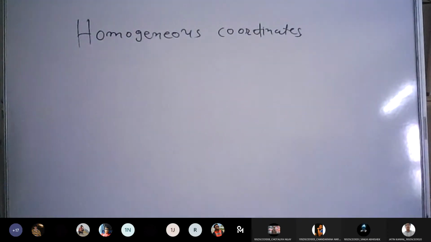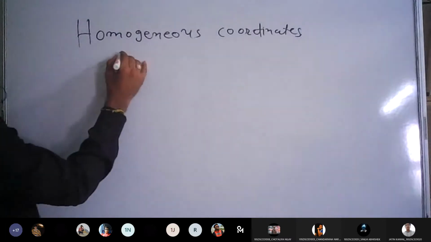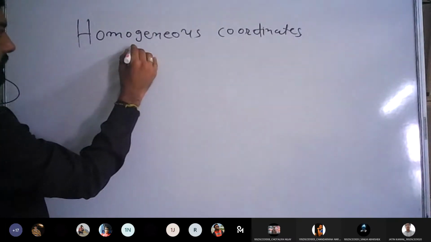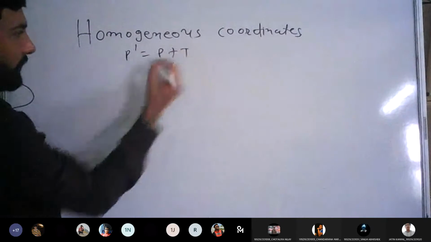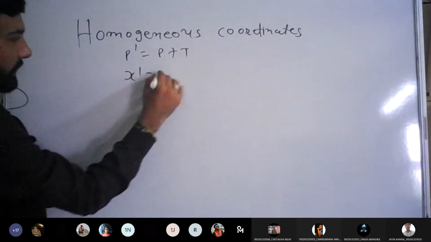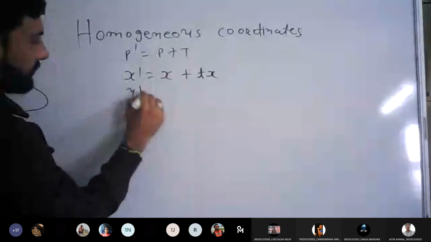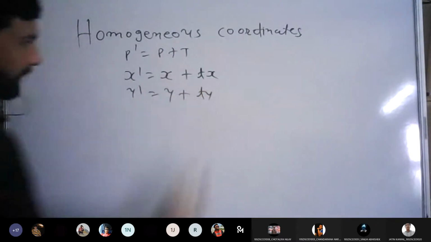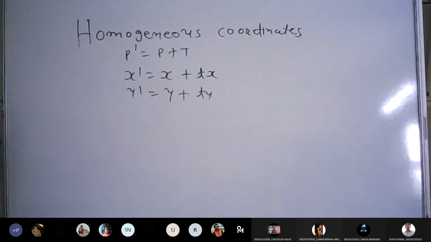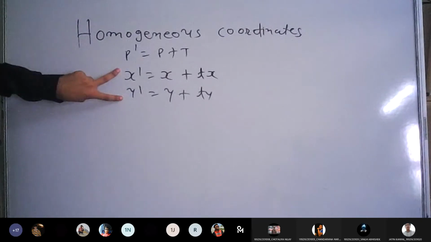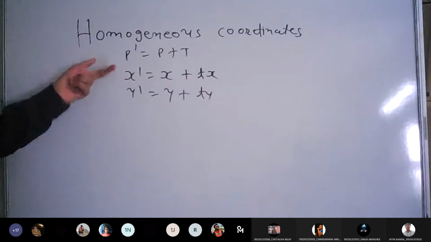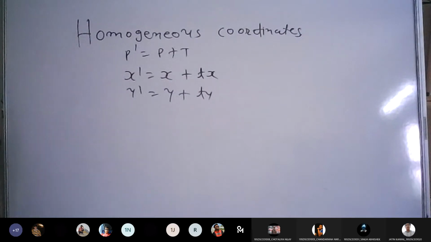So let's talk about translation. We know the general equation for translation was p dash equal to p plus t, and the equations were x dash is equal to x plus tx, y dash is equal to y plus ty. Fine? Now I want to find the same equations, but when I convert this into matrix form, I don't want the additive form. I want it in multiplicative form.